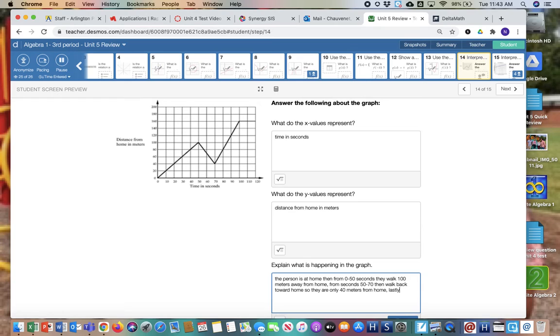Lastly, so now what happens? From 70 to 100 seconds, they walk away from home. And then how far away from home do they end up? At 160 meters, right? So they walk away from home all the way to 160 meters.